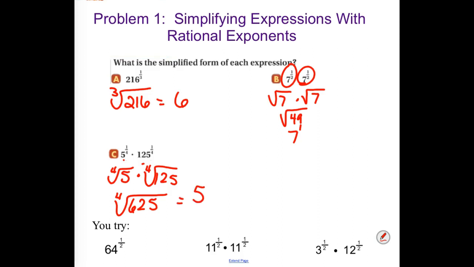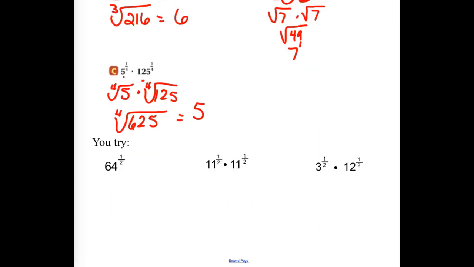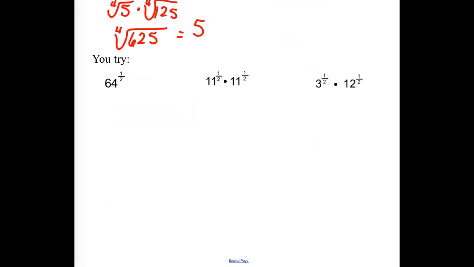Questions on any of those three? All right, I'm going to pause the recording. I want you guys to try the next three. All right, let's check these. What does 64 to the 1/2 power mean?